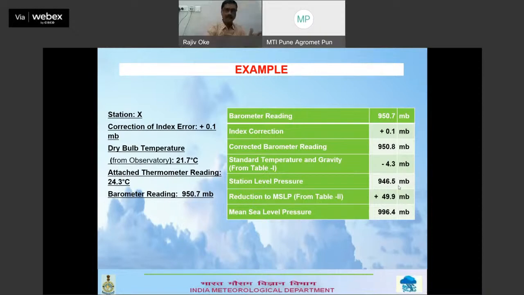So from the table, from the dry thermometer, and from the observatory and the station level pressure, you have to compare the readings from the second table, and you get some factor that you have to add. You have to add it because you are going down. You have to add the pressure as the pressure is increasing. So the mean sea level pressure is calculated in such a way.